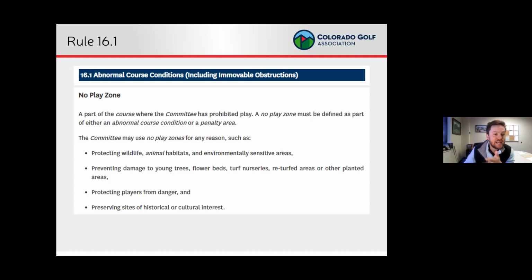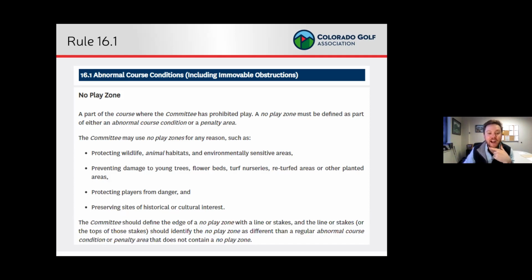Another easy way is to make it out of bounds, right? Because then you can't play from there. That's easy. But if it's on the course and you still need to do it, you can make that a no play zone. I've seen that before with a cemetery on a golf course, actually, where they made it a no play zone, or should have made it a no play zone.